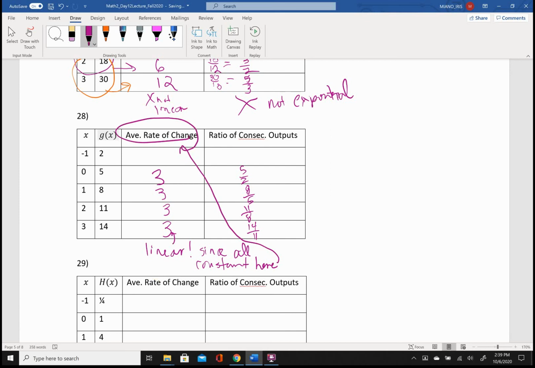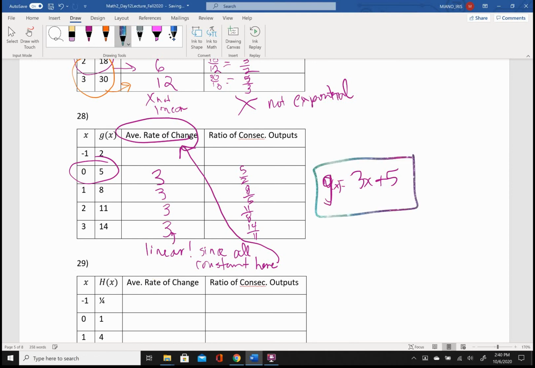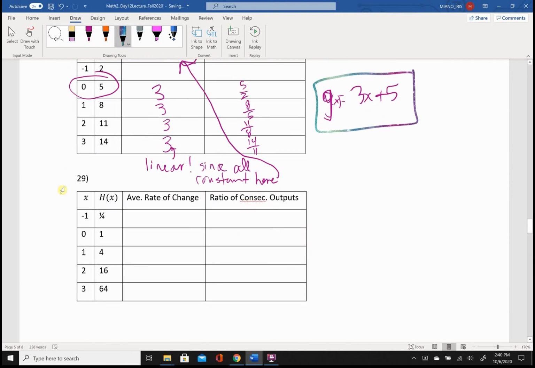Okay, so then seeing that we have the rate of change or slope being 3 and the y-intercept appears to be at 5, this is y equals 3x plus 5, or g of x, I guess we should say, g of x. It's a linear function. That was a quick fix there. Cool. All right, we went on to the last example in this ilk.